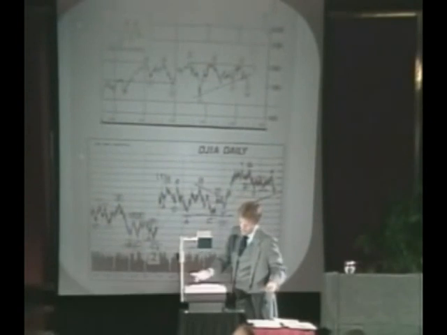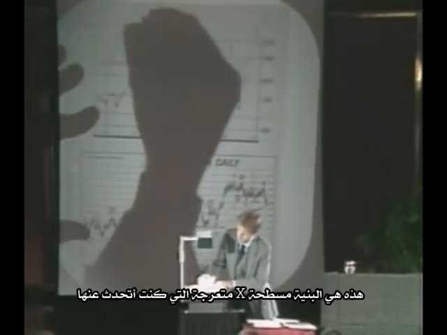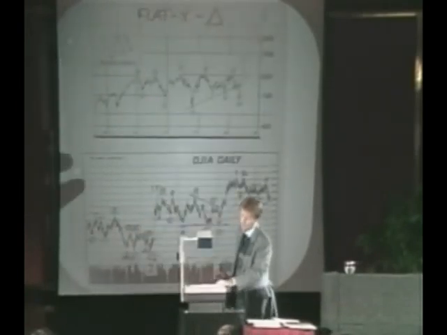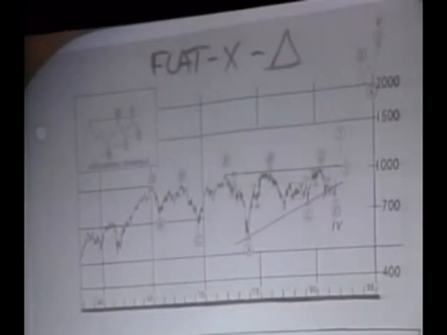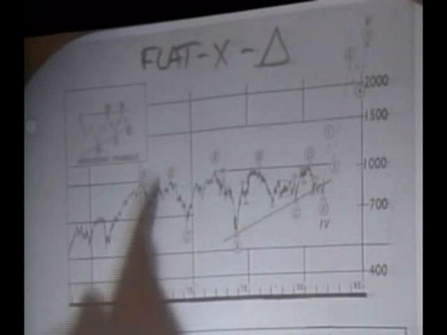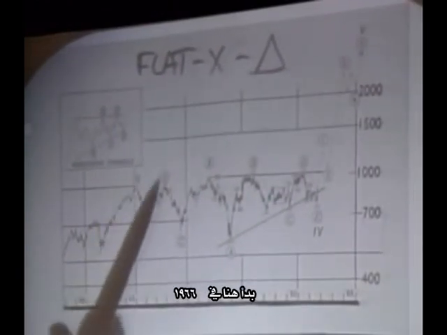Let's move to page 247. That's one of my favorite charts. Here's that flat X triangle I was talking about. Now, the chart at the top of the page was first postulated by Bob Prechter in early September 1982. And what we see here is a 16-year corrective pattern, which began right here in 1966.